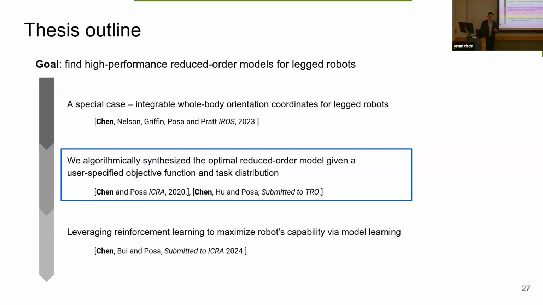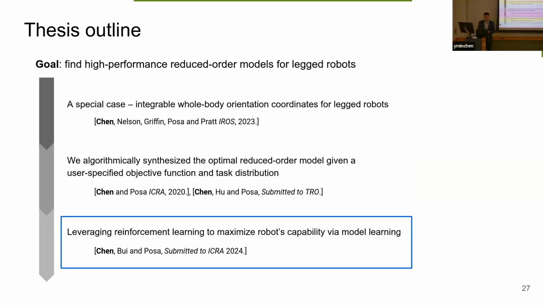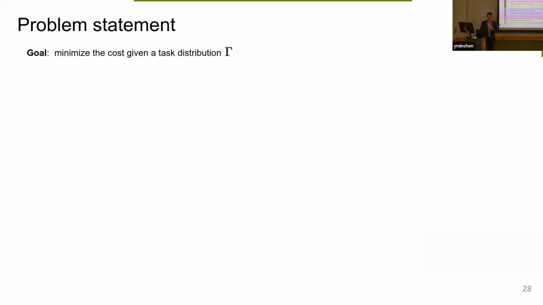Yeah. So in chapter 2, we automatically synthesize the reduced model that maximizes the performance. This performance is evaluated by a user objective function, and also we optimize the model over any task distribution. And now I would like to incorporate reinforcement learning to further improve the model performance.